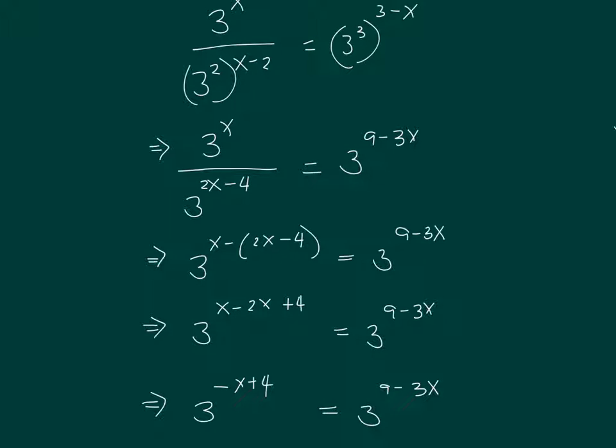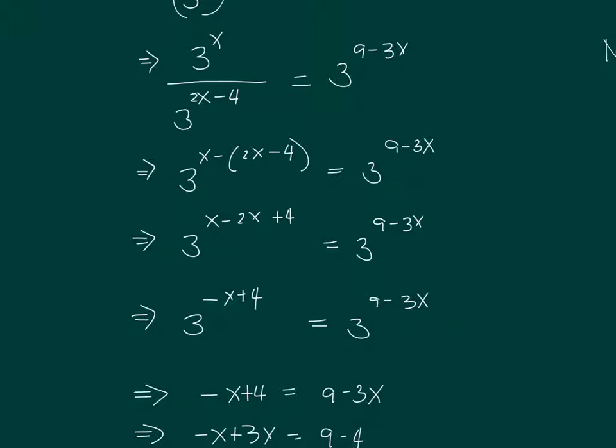Now, x minus (2x minus 4) means x minus 2x plus 4. So this will be reduced into negative x, and 4 will stay as 4. And then we have the same 3 to the 9 minus 3x on the other side.